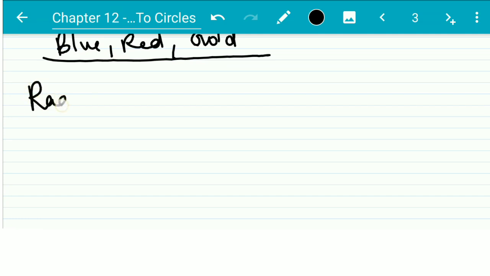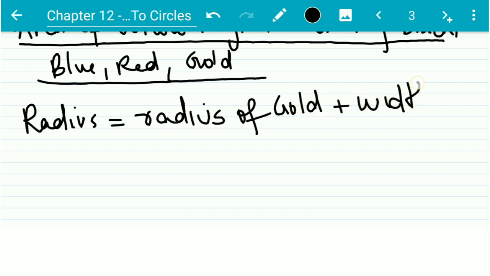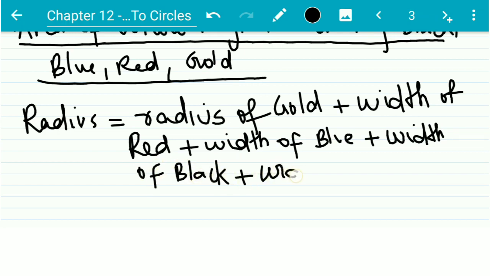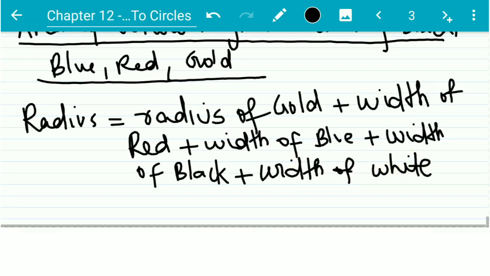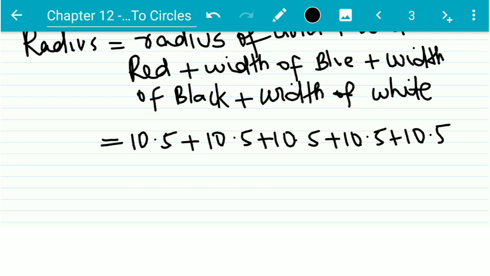After that write the radius. Radius is equal to radius of gold plus width of red plus width of blue plus width of black, finally plus width of white equal to 10.5 plus 10.5 plus 10.5 plus 10.5. 5 times 10.5 equal to 10.5 into 5, 52.5. So we got the radius.